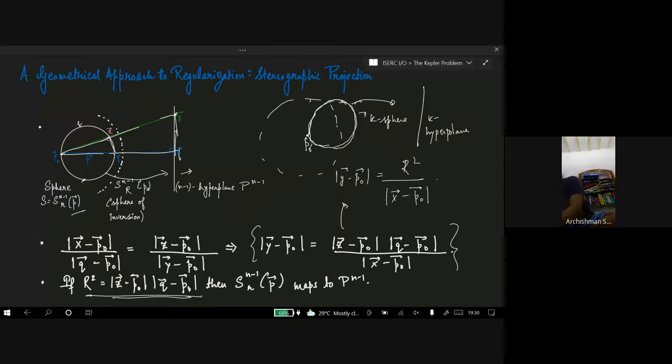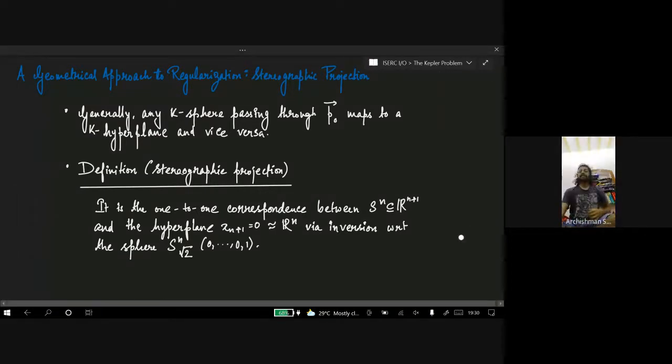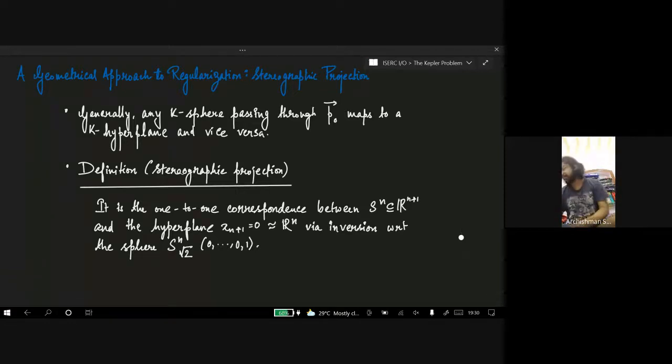Sure. Carrying on. So as I mentioned, any k-sphere passing through P0 maps to a k-hyperplane and vice versa. And then let me now define stereographic projection. The way we define stereographic projection is the following. So let me just go back. Let me mention something real quick.